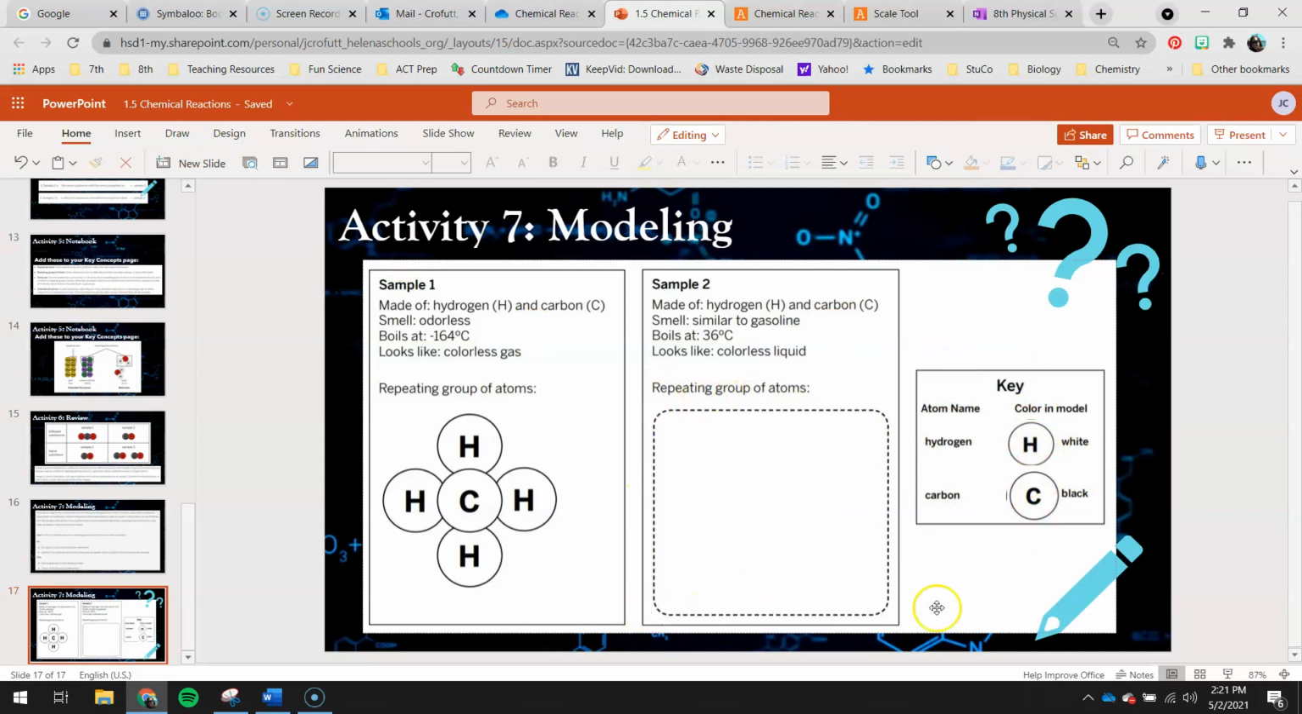So go ahead. You can flip your computers around now. Build a model of a molecule that's different than this, but still made out of only carbon and hydrogen, that would have different properties, okay? Once you are done with that, go ahead and complete your wrap-up, and then you can turn this assignment in, and for the rest of the class, you will be watching a video.